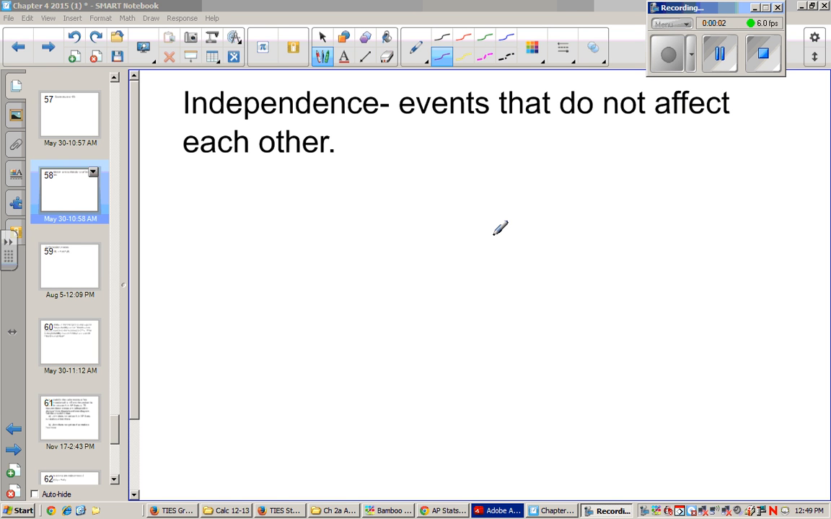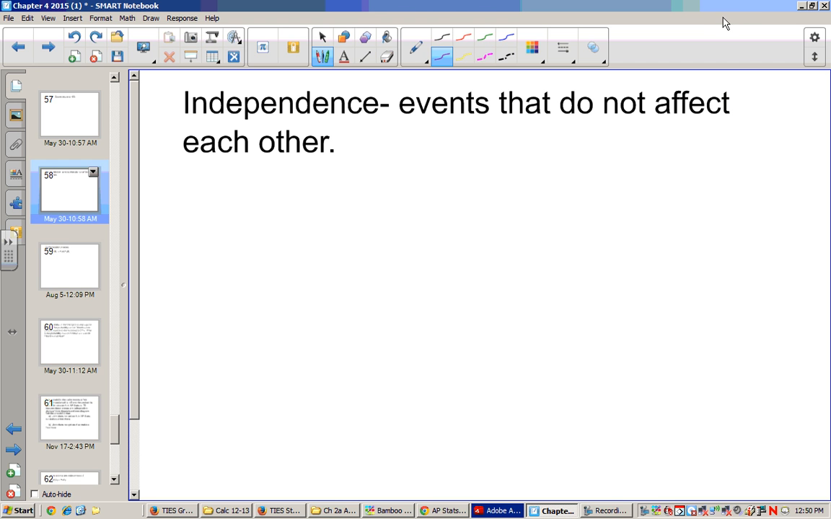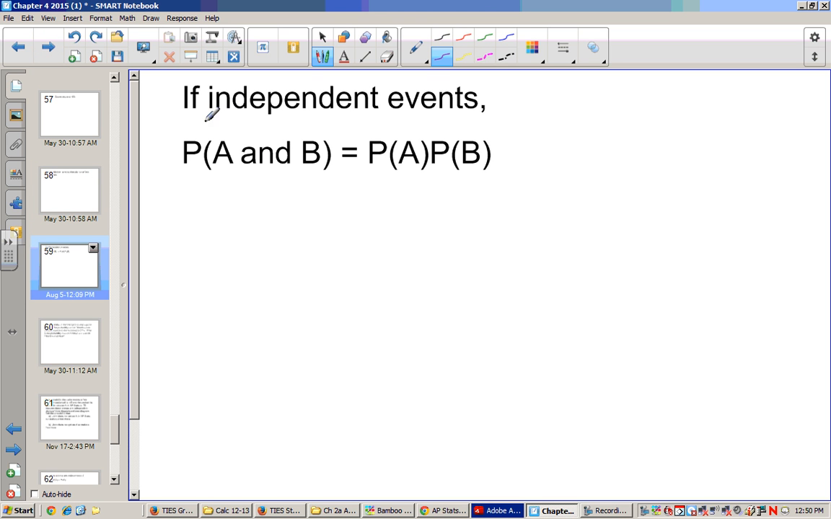All right, now we're going to learn about independence. This is a pretty important topic that kind of bleeds into a lot of things for the rest of the year. It means that events do not have any effect on each other. So if we know two events are independent, then the probability of A and B, the probability of both of them occurring, is these two multiplied together. That's an important thing to know.